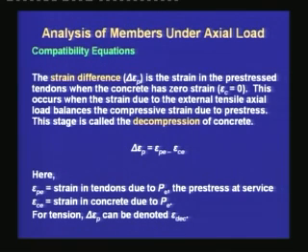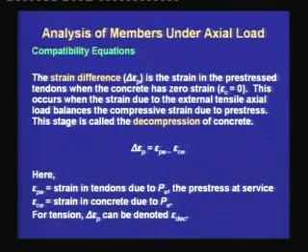Let us now try to understand this additional term in the strain compatibility equation of the prestressed tendons. The strain in the prestressed tendons at the decompression of concrete, which is denoted as epsilon DEC, is the strain when the concrete has zero strain. That means how we are defining the strain at decompression of concrete. It is the strain in the prestressing tendon when the strain in the concrete is zero. That means the concrete is no more under compression, it has been decompressed under the externally applied load.